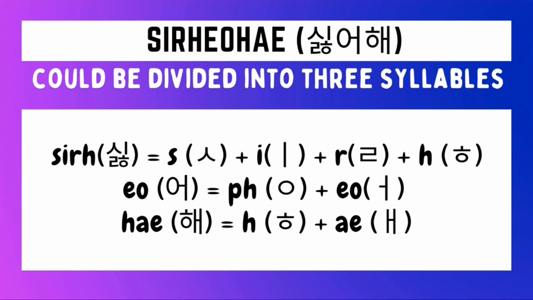For the second syllable o, we need to draw first a no sound or placeholder iyang, followed by an o character. And then for the last syllable he, we need to draw first a hiyot character followed by an e character. And then we just need to combine the Hangul for each of these three syllables to write SIRHEOHAE in Hangul.